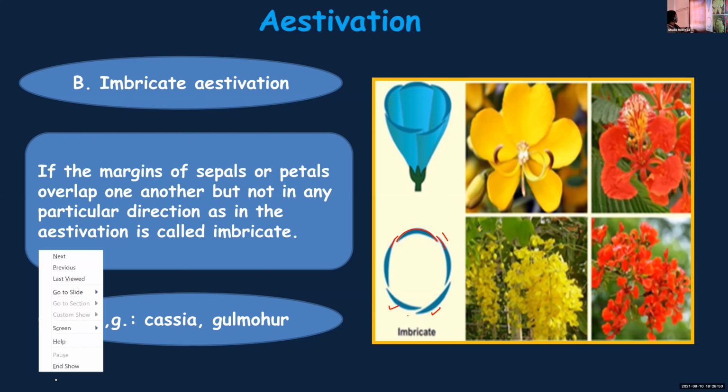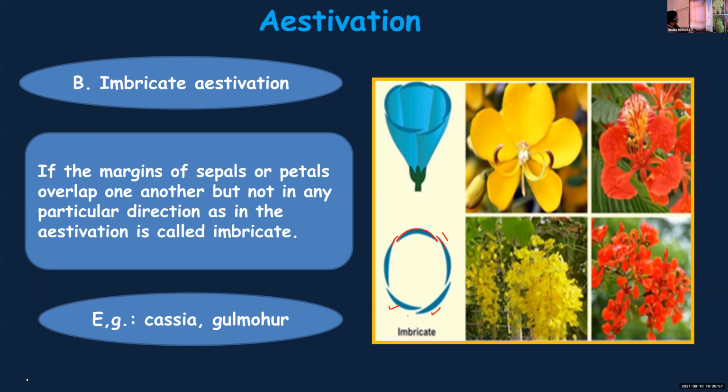But when it comes to imbricate aestivation, the margins of sepals or petals overlap one another. But this overlapping is not taking place in any particular pattern. Some floral appendages are being overlapped, some are not. One margin is overlapped, the other one is not. So not in any particular fashion, but overlapping is happening. The floral appendages, their margins are overlapping the other floral appendages, but that is not in any particular fashion.